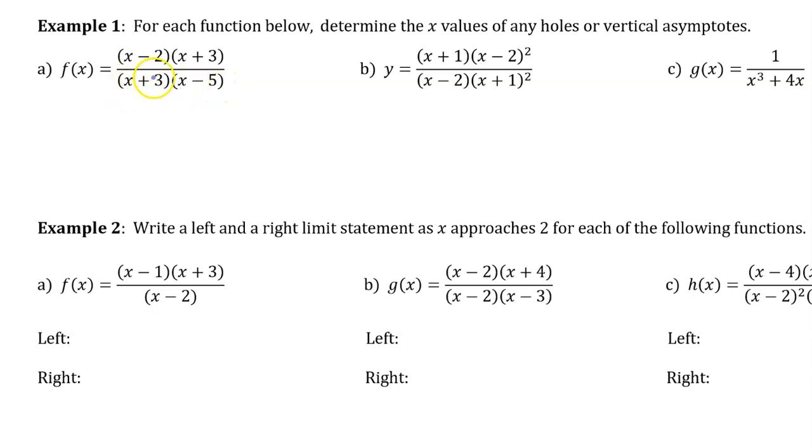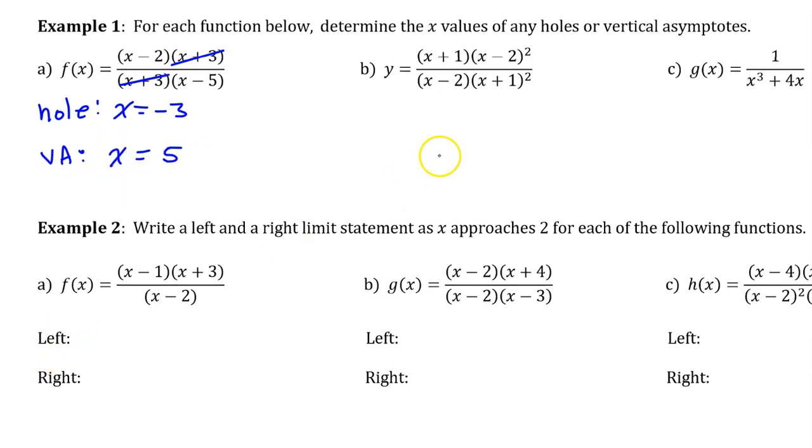So I see this factor of x plus 3 in the denominator, but this factor cancels out completely with another factor in the numerator. So this tells us that we have a hole at x equals negative 3. The x minus 5 does not cancel out. So this tells us that we have a vertical asymptote at x equals 5.